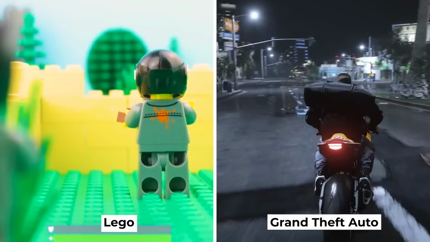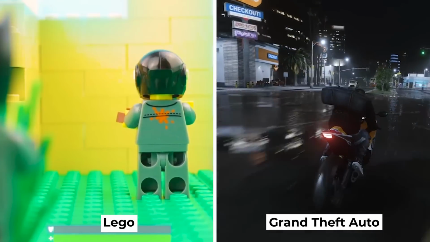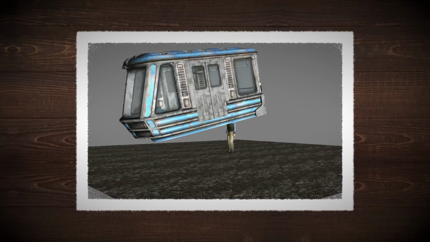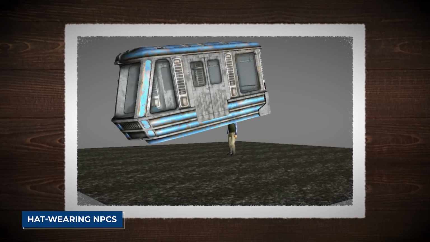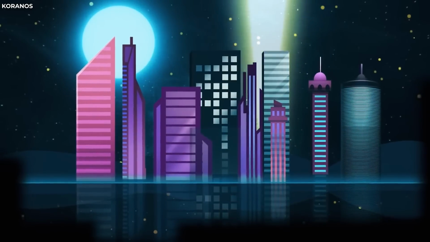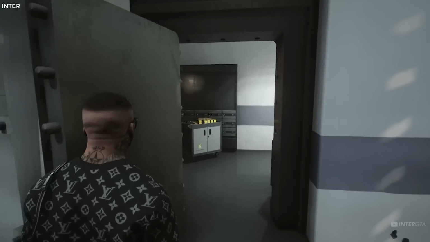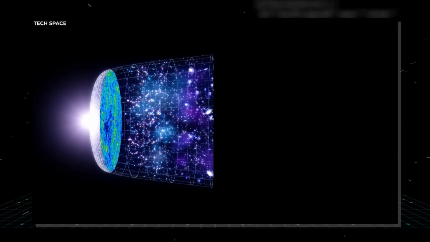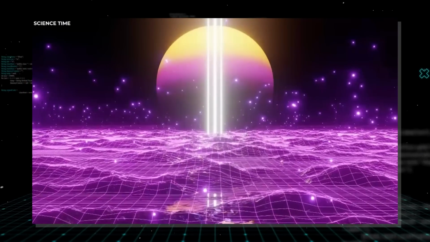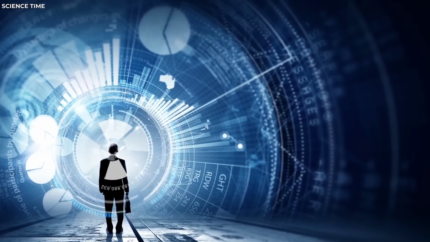As far as we can tell, the cosmos is not like Lego or Grand Theft Auto. People do not resurrect. Trains are not hat-wearing NPCs. On the surface, it appears that everything works, but video game characters are not performing the necessary research. Now, it is feasible that the universe has a pixel, but existing scientific understanding is insufficient to investigate it.